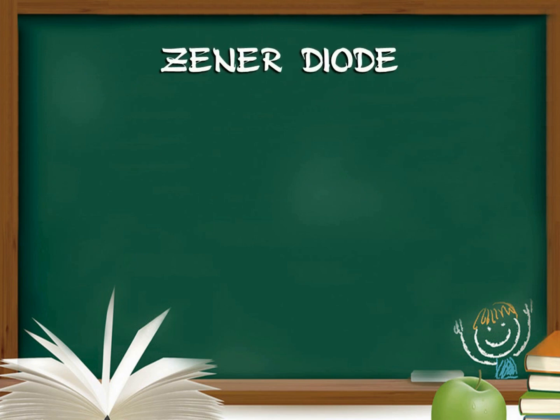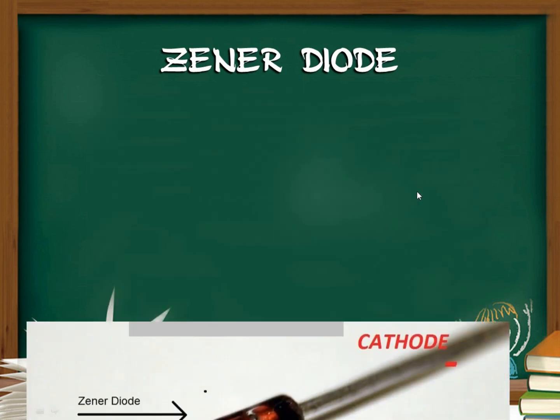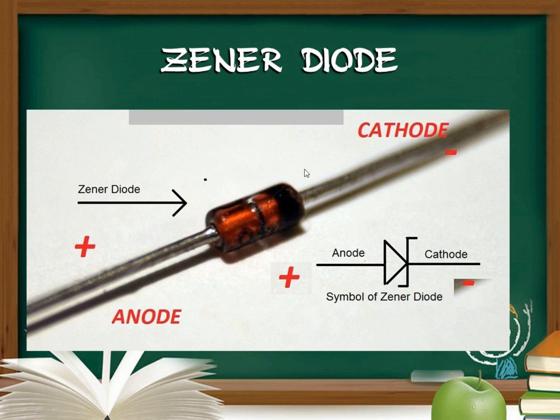Now the Zener diode. How does it look like? This is how it looks like. Almost similar to the first one, we have a strip also by this side. So here is the anode and the other end is the cathode. And this is how it is represented using the symbol. We have the main symbol of the diode crossed by this bar here, but in the form of a Z.